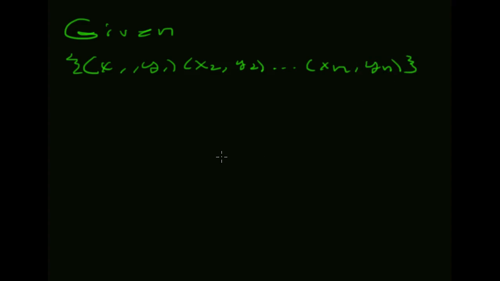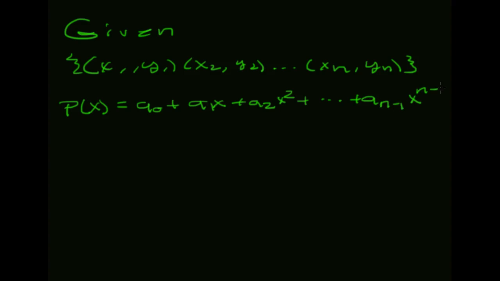yn. Now, somewhere in pre-calc, you should have gotten the idea that if I have n points in the plane, I can fit a polynomial that is of degree n minus 1. So we're going to list this as a constant term plus the first term times x to the first, or just times x, right? Plus the second term times x squared out to a n minus 1 x to the n minus 1.